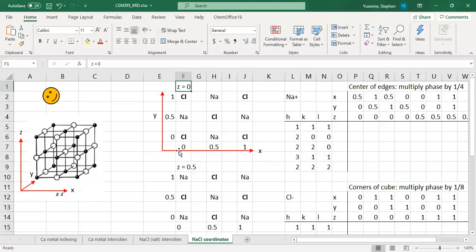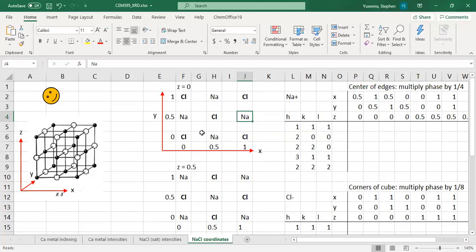So we have here x and y coordinate, which is corresponding to this bottom square here. So again, we can imagine that now we have Cl minuses in the corners, as well as in the center of the face. And then we have sodium pluses on the center of the edges, right? So that's how my z equals 0 plane looks like.